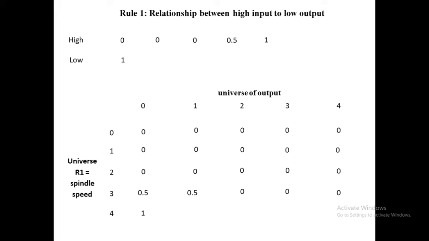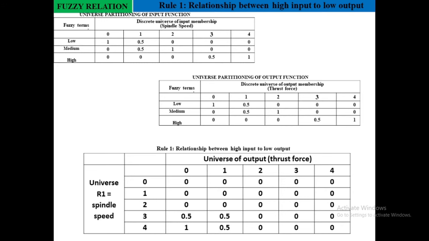Okay. So I got the inverse of output is 1. 1 into 0.5 is 0.5. 0 into 0 is 0. 0.5 into 0 is 0. 1 into 0 is 0. Likewise, I make the relationship between high input to low output. After that, in the same way, I form the tables like this. You may work on notes like this.